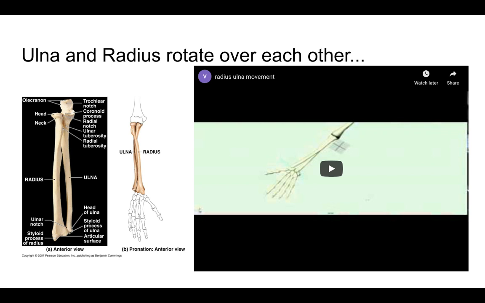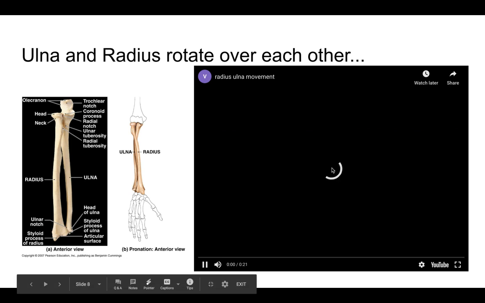When you rotate or pronate your hand, so basically if your hand is palm to the ceiling right now and you turn it palm to the ground, you have just rotated your radius over your ulna. They're the only two bones in our body that cross over when we pronate. And so here's a picture of what that looks like. Here is a quick little video to show you that movement.